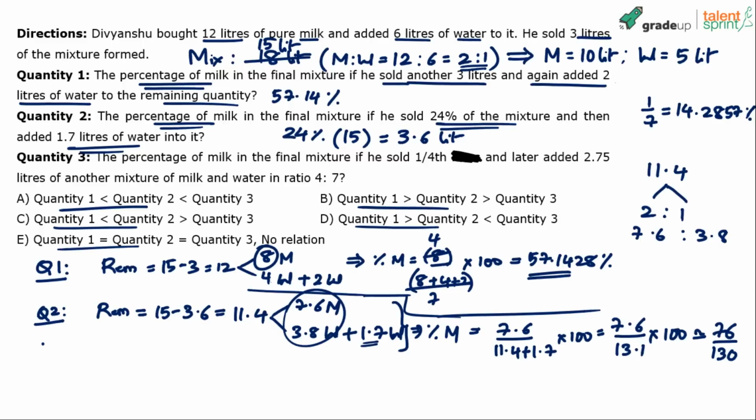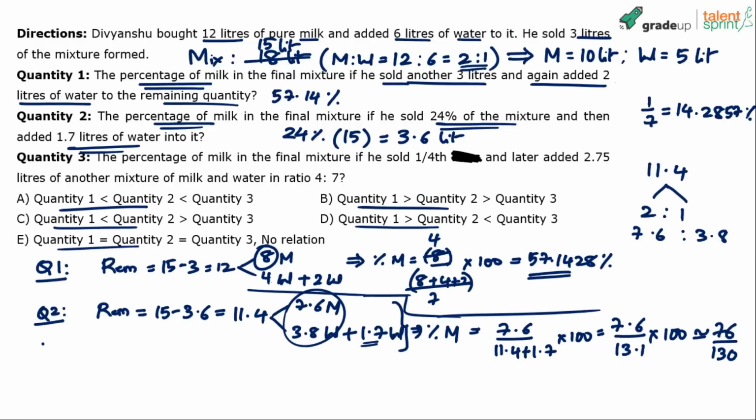Right? Now, if you look at 76 by 130, for 130, 10% is 13. 50% will be 65. 60% will be 78. This is close to 78, right? But less than 78. So less than 60%. How much less? If you really see, it is like 65 plus 11.